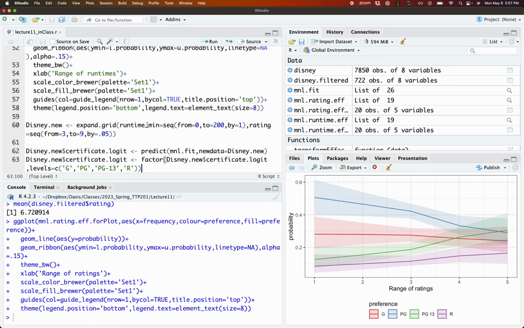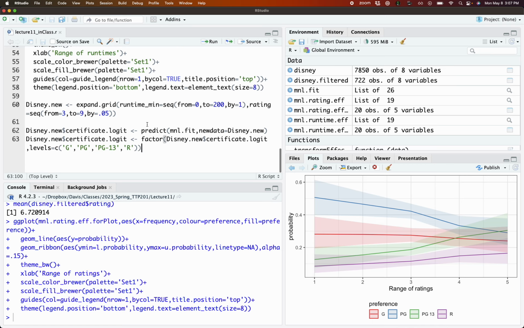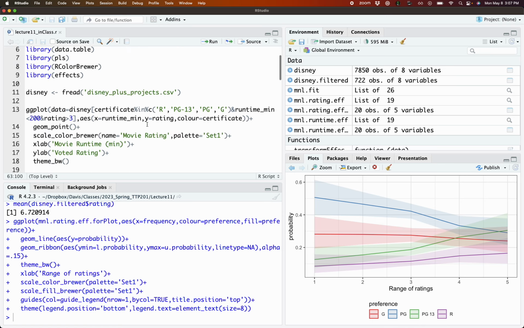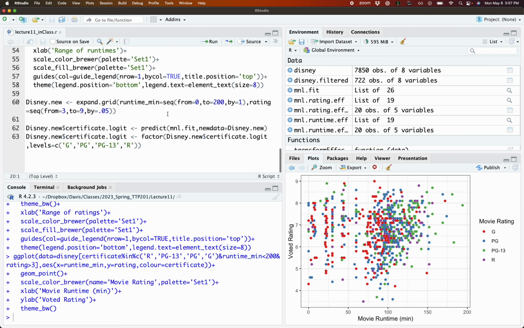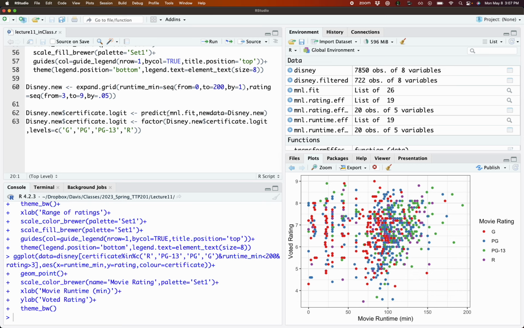Okay, so I'm going to jump up really quick just to refresh our memories here. I'll go back down so everyone can see the code. Okay.